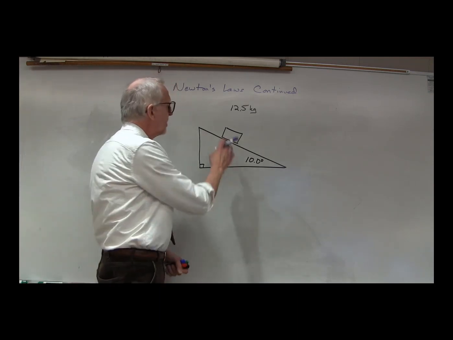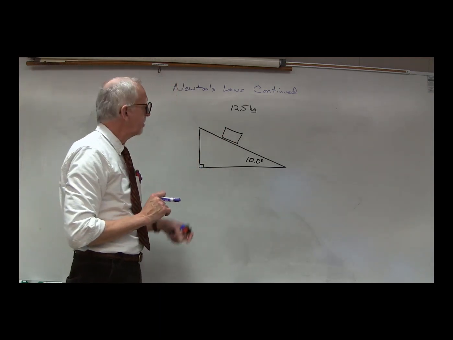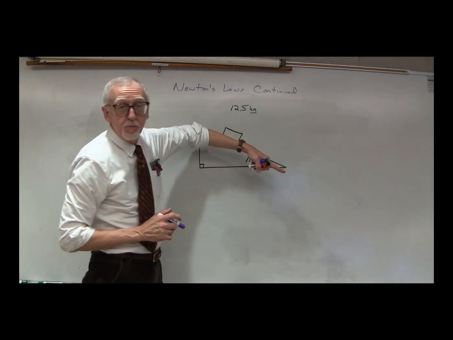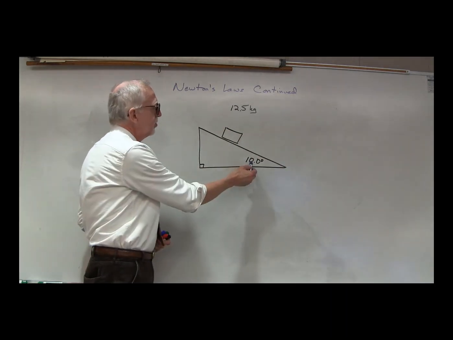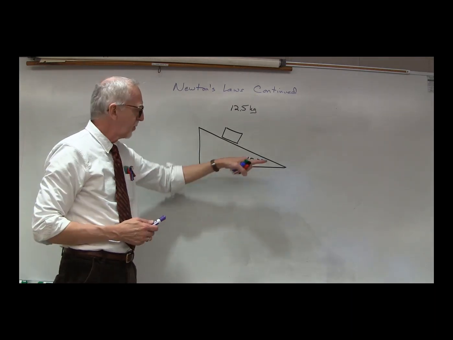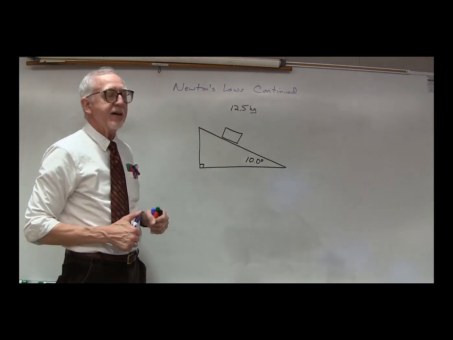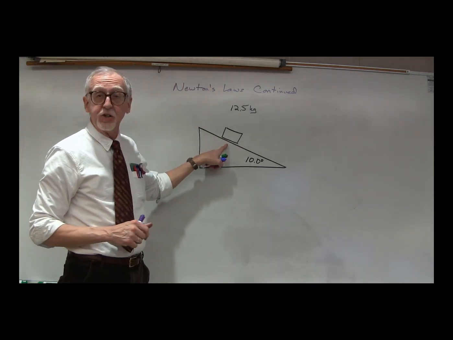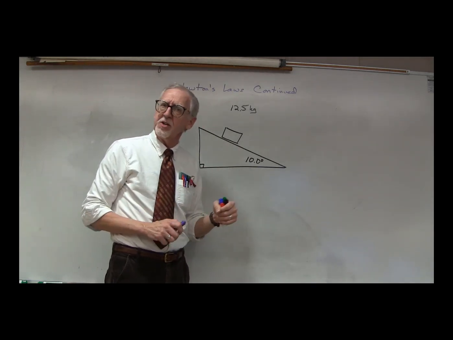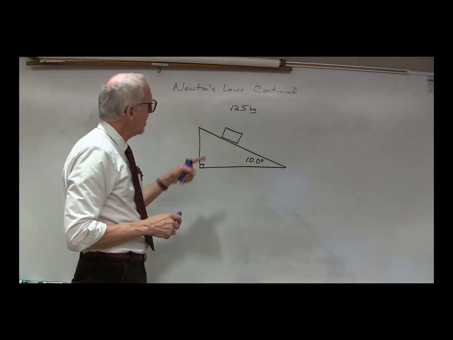Now let's imagine we've got an object, a block here, on an inclined plane. So imagine we've got some tilted surface, and we'll assume it's tilted, say, 10 degrees from the horizontal. And let's imagine our mass is 12.5 kilograms. To start with, let's imagine that it's frictionless. There's no friction. We'll add some friction in later on.